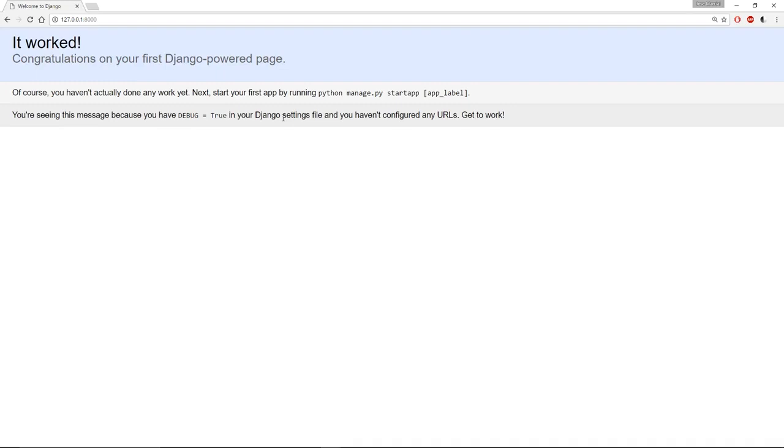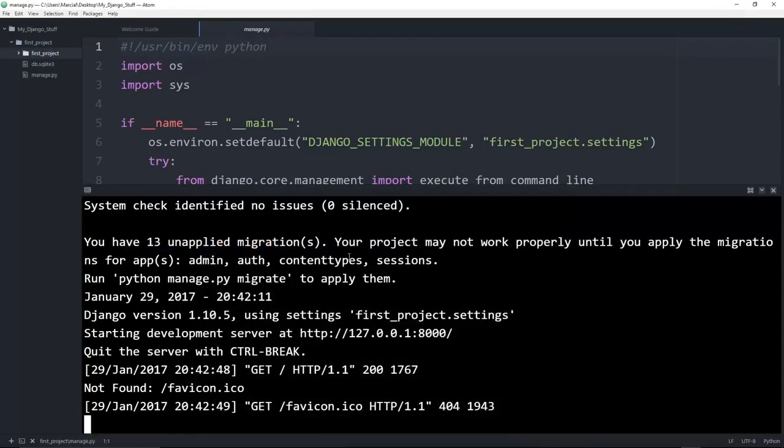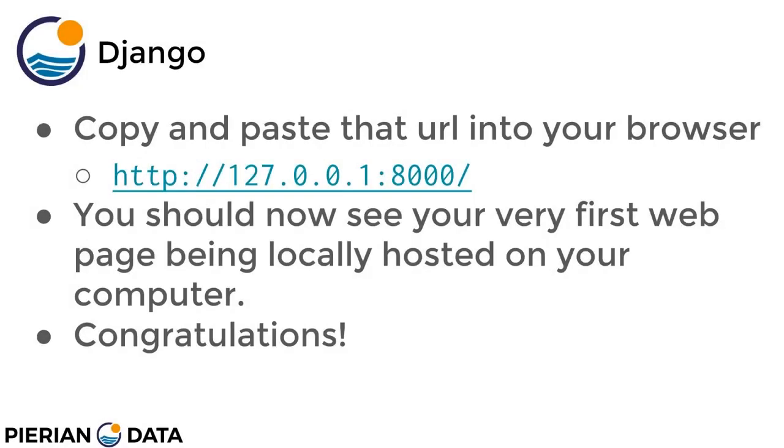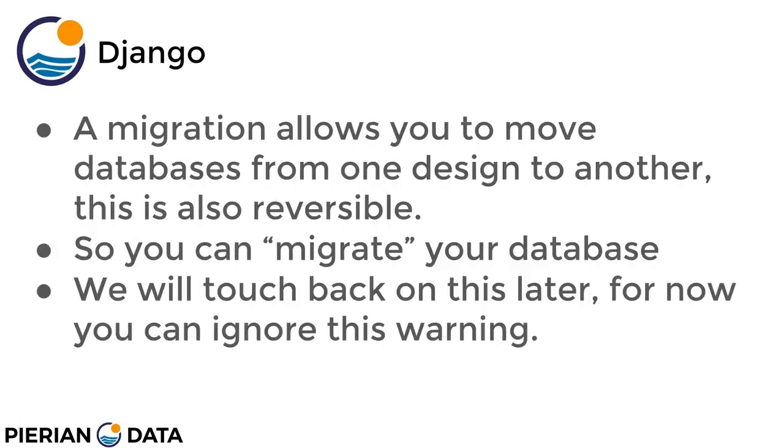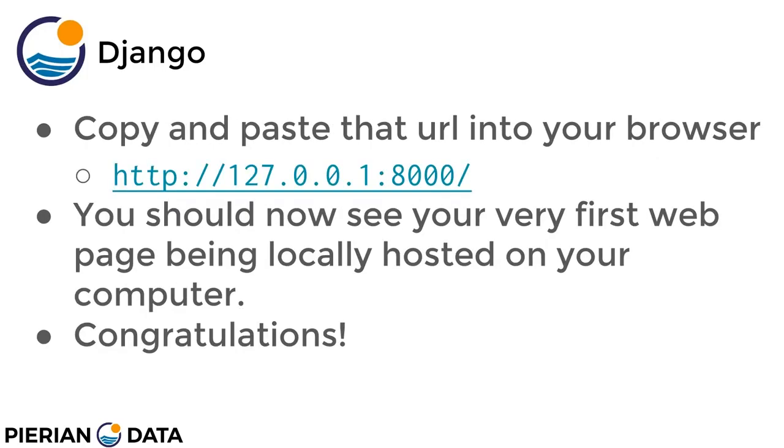a URL. And what you will do is copy and paste that URL into your browser, and you should now see your very first web page being locally hosted on your computer. And that's a big congratulatory step because you now just ran your very first Django project. Let me walk you through all of that back at the Atom text editor.